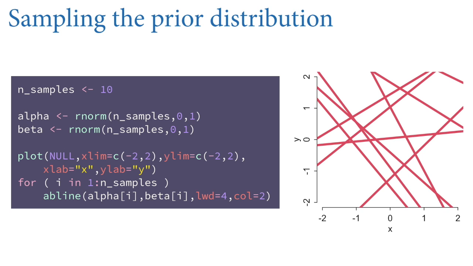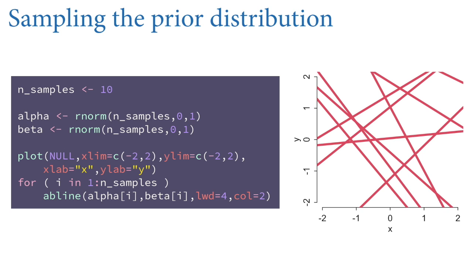So in this case, how would you do it? Well, you just decide how many samples you want to take, in this case 10, and then you sample from the defined prior. We sample 10 values of alpha from a normal distribution with mean of 0 and standard deviation 1, and 10 values of beta, same distribution, different values. And then we can plot those lines.